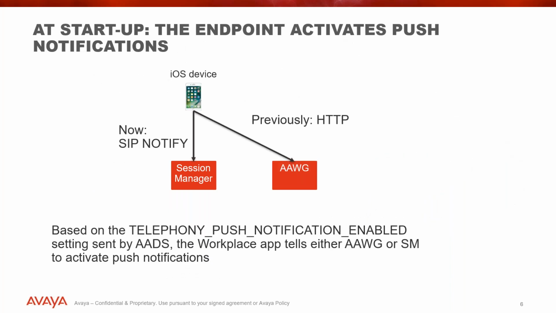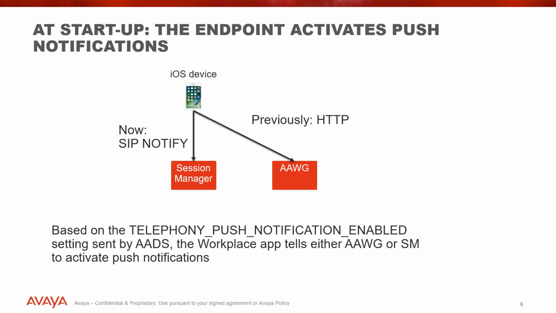First, a word about startup. In order for push notifications to happen, the iOS device needs to activate push notifications. Previously, it would connect with AAWG over HTTP. It would send a message to AAWG saying, hey, I'm an iOS device. Here's my device token. We'll talk a little more about device tokens later. I want to receive push notifications. So the iOS device needs to do something similar now with Session Manager, except instead of using HTTP, it's going to use a SIP NOTIFY, same basic content.